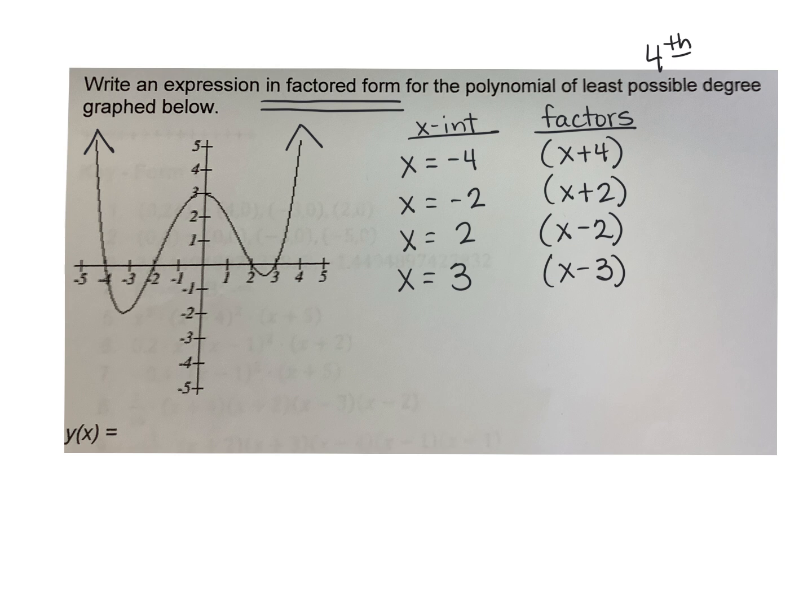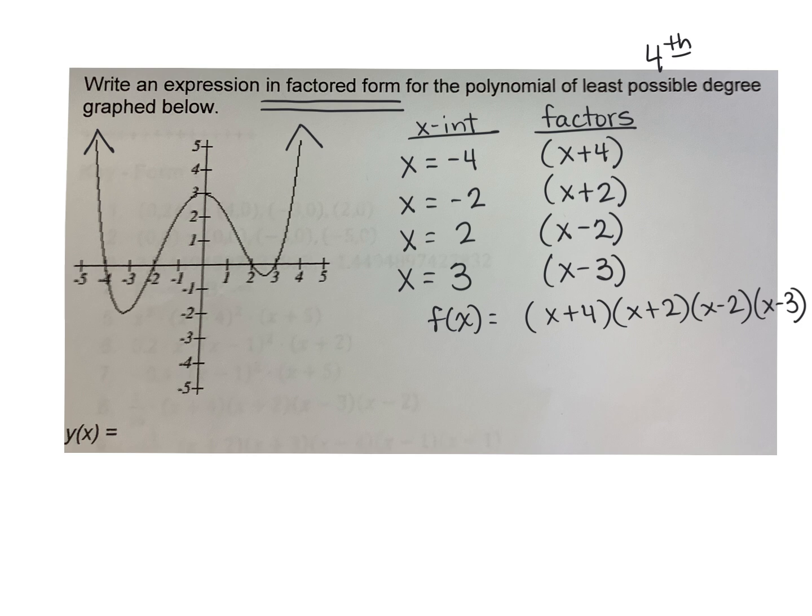So at this point, I have my function, f of x, I'll call it. They call it y of x at the bottom, so we'll switch it back over. I'm going to have x plus 4, x plus 2, x minus 2, and x minus 3. So we would hope that that is going to be our final answer. Now, the question is, are we sure that that's where I end up?